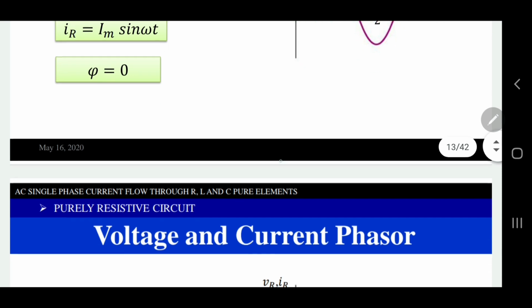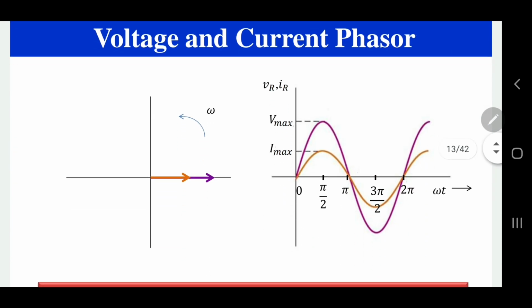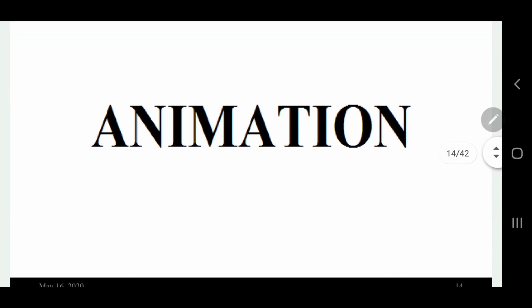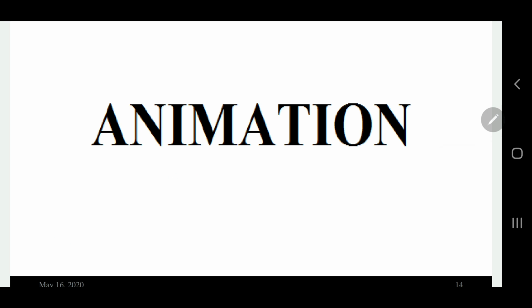Okay. Now let us go through the phasor diagram. Here you can see the phasor diagram. Both of them are on the 0 axis with different magnitude. This one is the current and this one will be the voltage. Now let us go through an animation video of how the phasors are actually rotating.